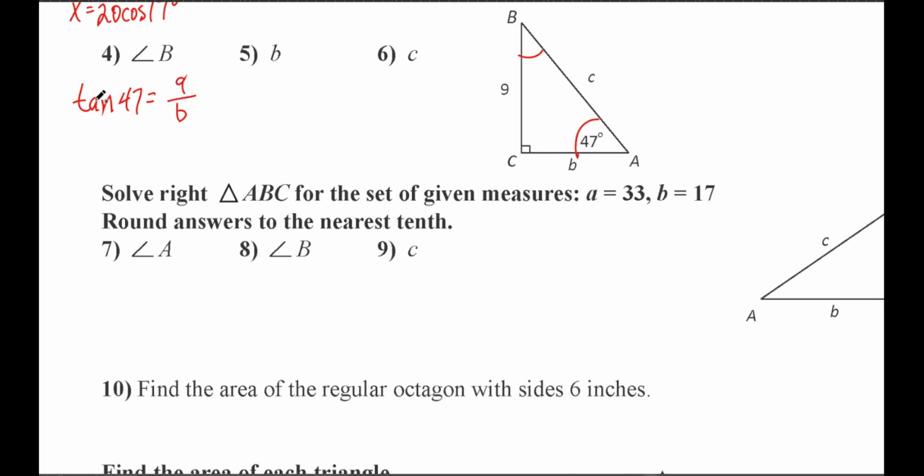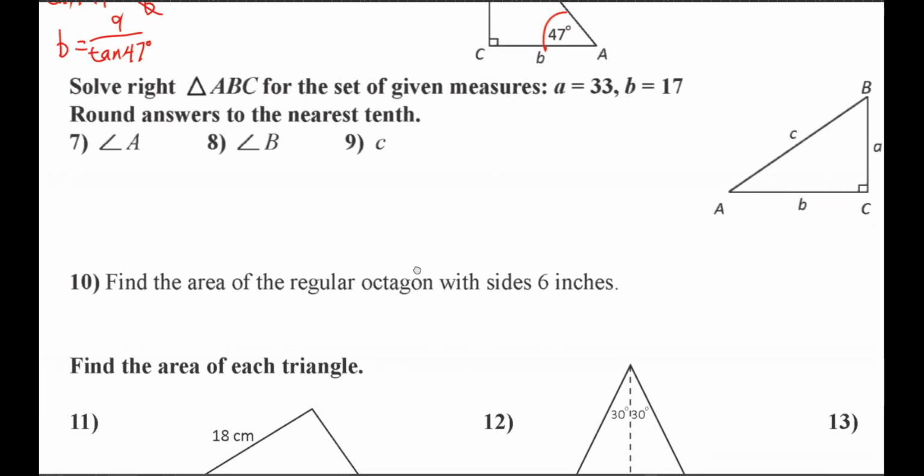So I want to get the b over here. So what am I going to do? Multiply both sides by b. And then I got to get rid of the tangent of 47. How do I get rid of that? Divide by the tangent of 47. So I'm going to be left with 9 divided by the tangent of 47. Okay? Plug it in your calculator, you're good to go. Do the same thing with the rest of them. No biggie. We good? Yeah.